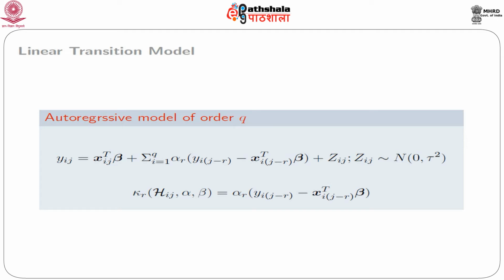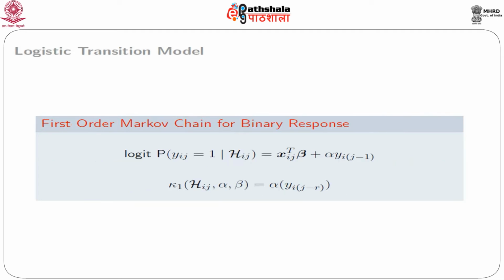So here the kappa_r function, based on the previous responses eta_ij through alpha and beta, is equal to alpha_r (Y_i,j-r minus X_i,j-r transpose beta). Now consider a logistic transition model. Previously we dealt with a linear transition model, now consider a logistic transition model.